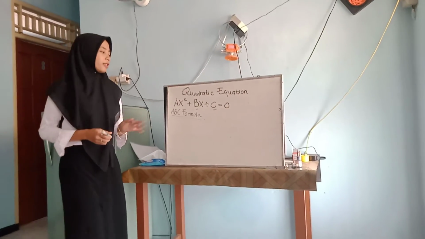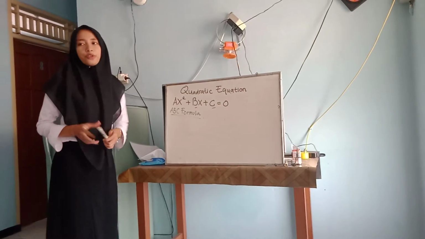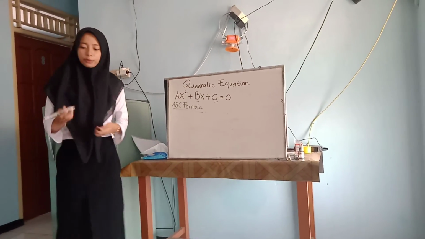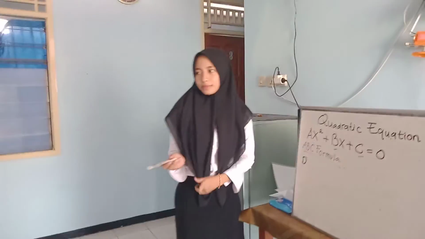Before we start the method about the ABC formula, we will begin with the method of discriminant. Shirin, what are you doing? Please be silent and focus on this material. Okay?